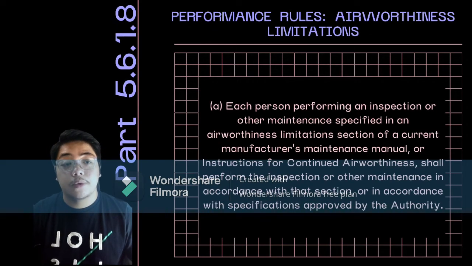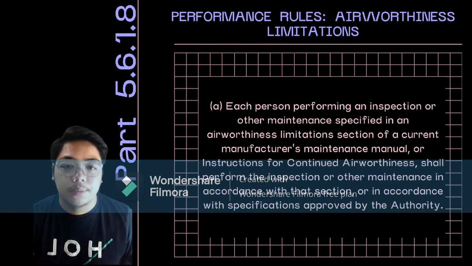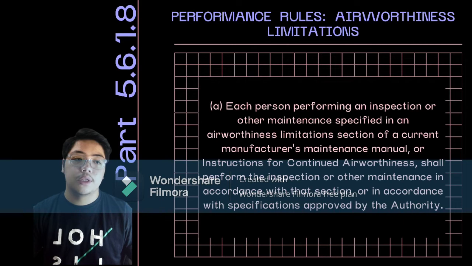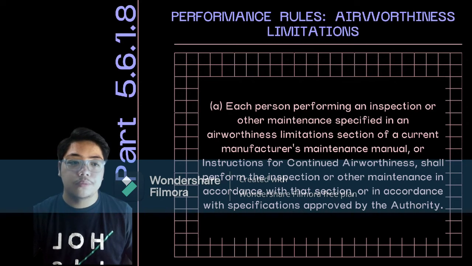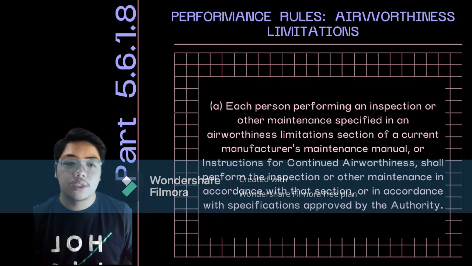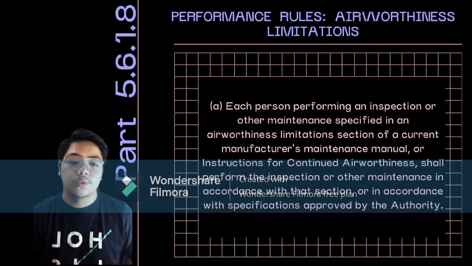The next part is performance rules, airworthiness limitations. Each person performing an inspection or other maintenance specified in an airworthiness limitation section of a current manufacturer's maintenance manual or instructions for continued airworthiness shall perform the inspection or other maintenance in accordance with that section or in accordance with specifications approved by the authority.